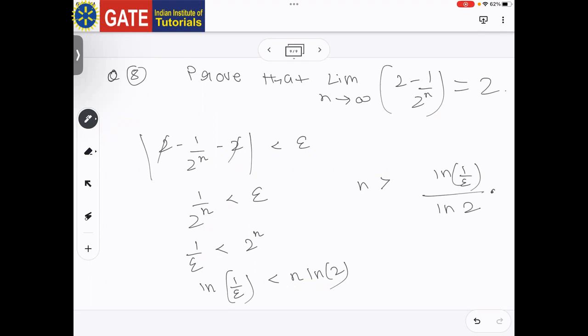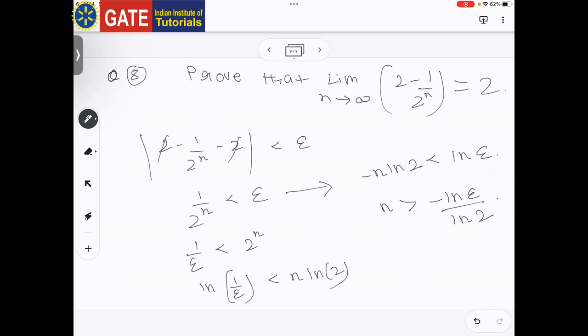Sir, but my answer is ln epsilon by ln 2. I did it like that: 2 raised to the power minus n is less than epsilon. Then I take log, so minus n ln 2 is lesser than ln epsilon. Then I multiply both sides by a negative sign, so the inequality changes. n is greater than minus ln epsilon by ln 2, na? Yes, sir. So this is your answer. Ln 1 by epsilon is nothing but minus ln epsilon.